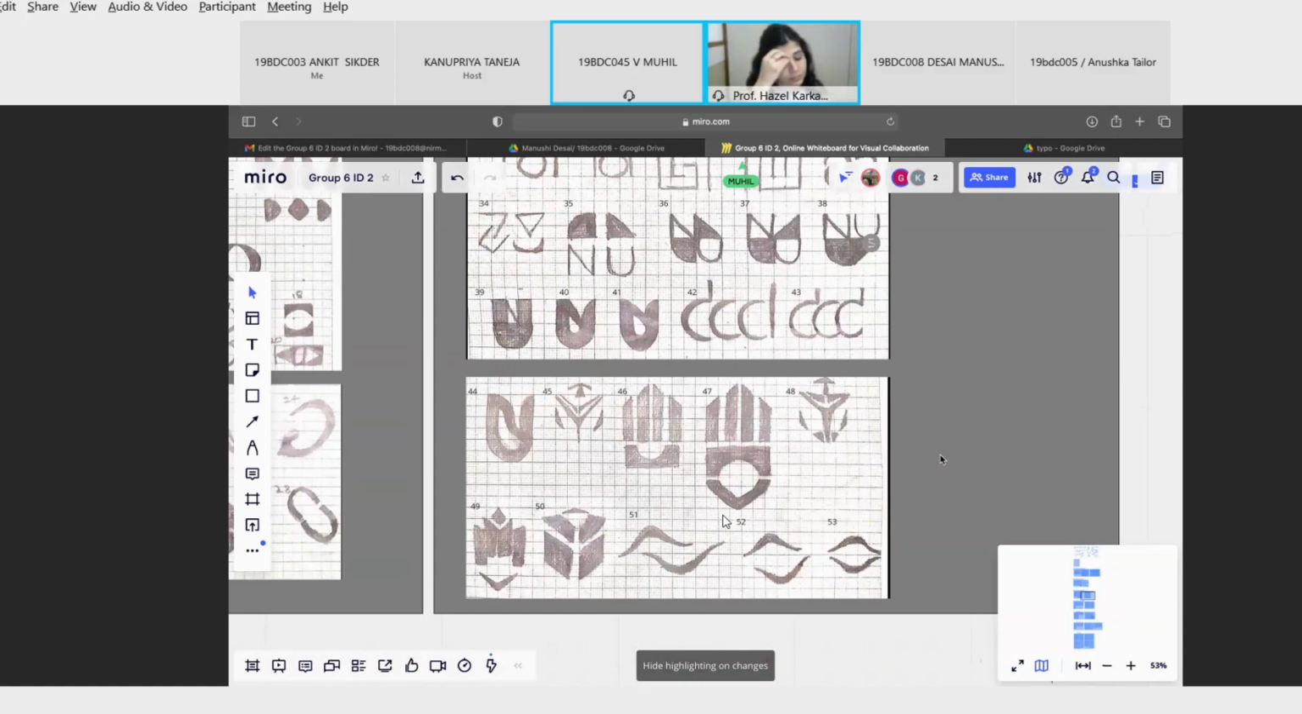Yes, ma'am. I think I can take forward the cube idea to make it simpler and maybe try to fit more things into it. You mean 45, 50, and 48? Yeah, those three, or any of those. Okay.